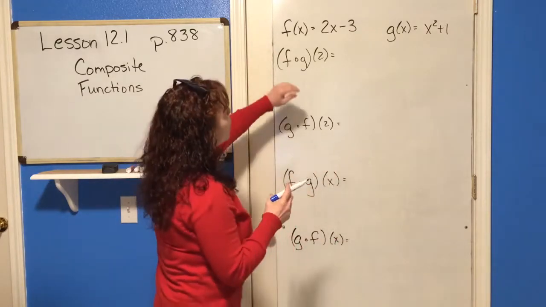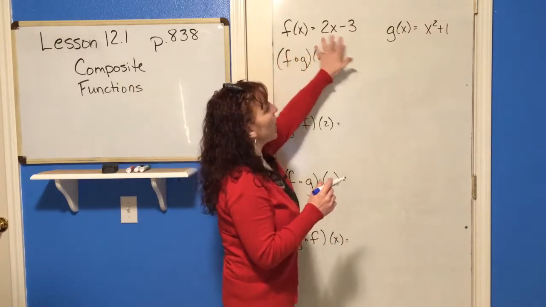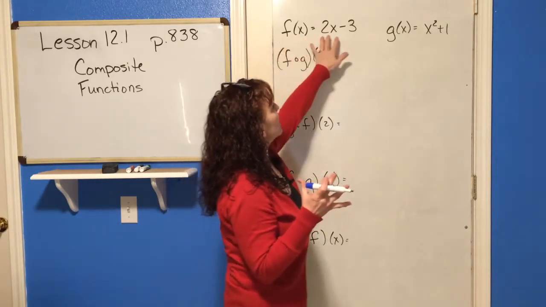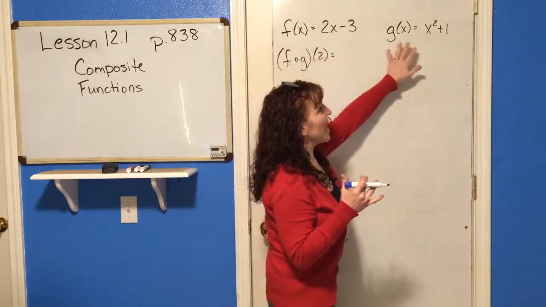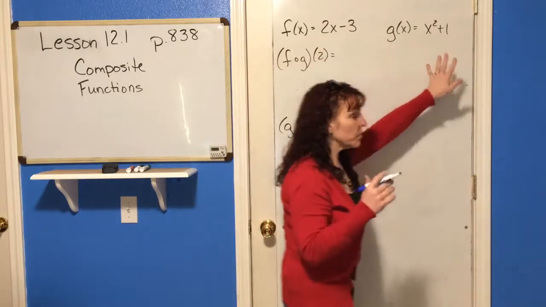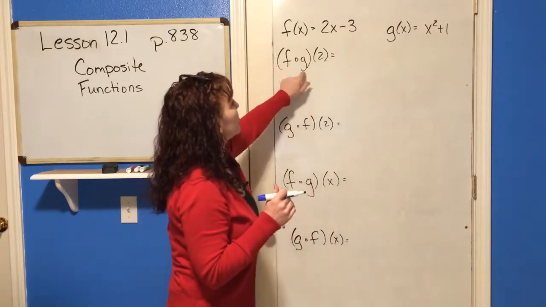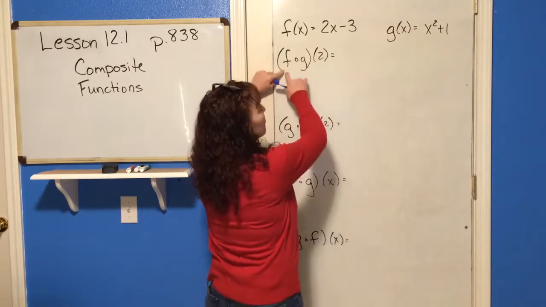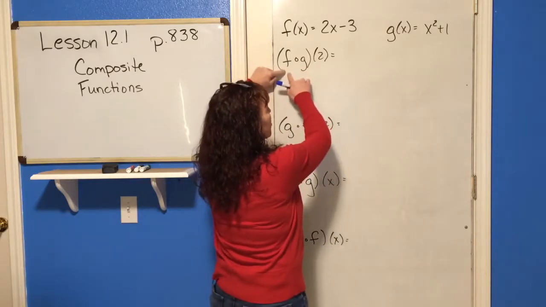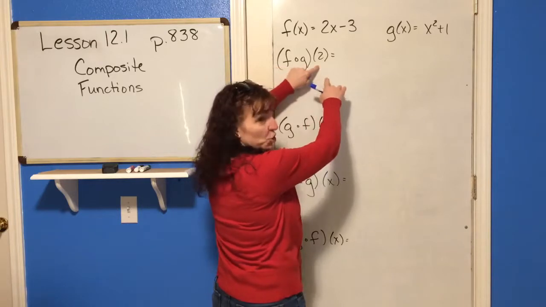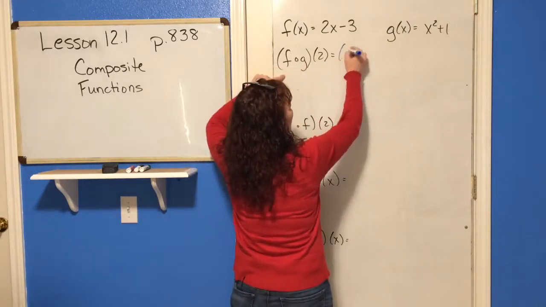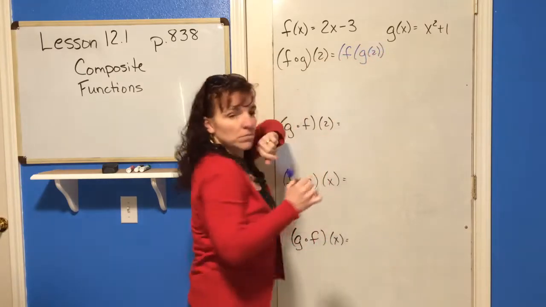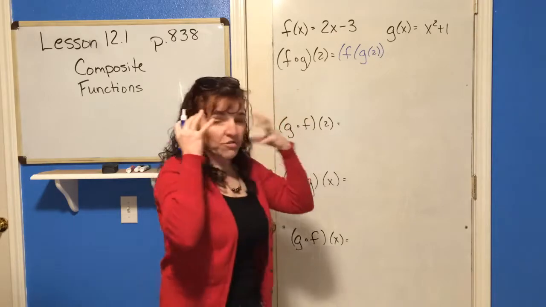Check this out. I will give you a couple of different functions and their rules. In this case, f of x is 2x minus 3. g of x is x squared plus 1. So if I want f of g of 2, what this simply means is we want the function f of the function g of 2. It looks more confusing than it is.